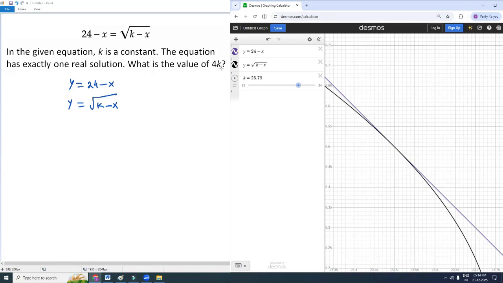And our aim is to get the value of 4k. Here I got the value of k, that is 23.75. Now to get the value of 4k, let's type 4k. I got the value of 4k, that is 95.